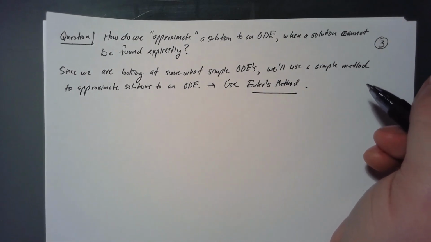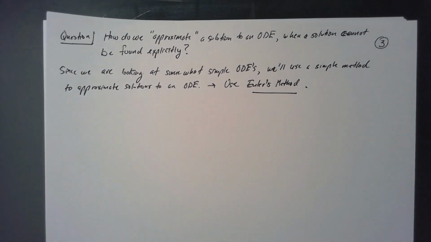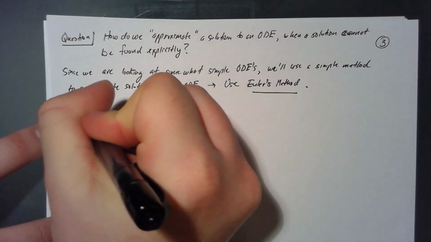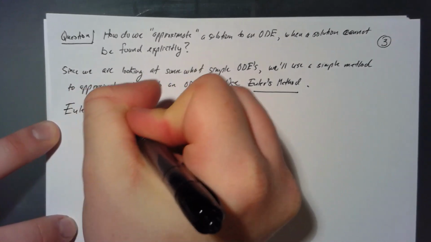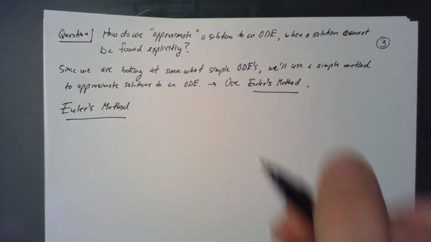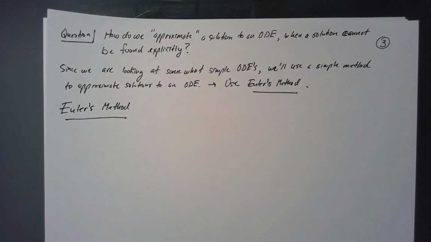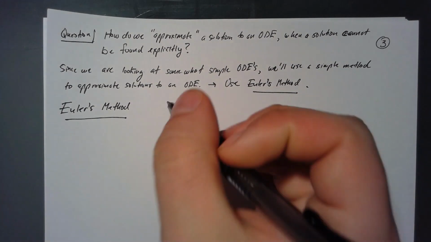So what is Euler's method? It's one of the most simplistic algorithms used to approximate a differential equation solution. And it was founded by, well, you guessed, a mathematician named Euler. His first name was Leonard Euler.